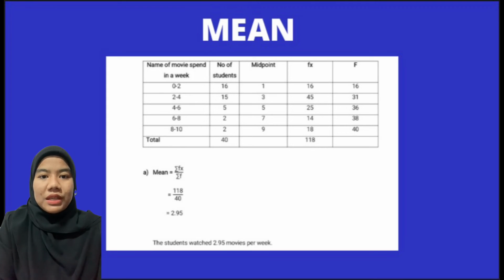Okay, for the mean, use the formula: total of frequency multiplied by midpoint, divided by total frequency. Then enter the values: 118 divided by 40 equals 2.95. So the interpretation is that the students in KPMBP spend 2.95 hours per week watching movies.